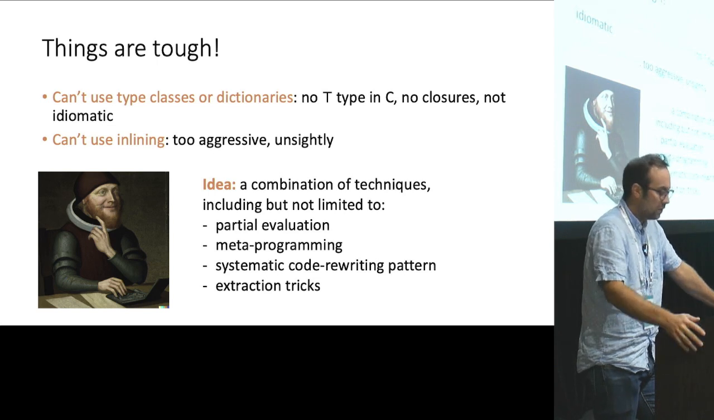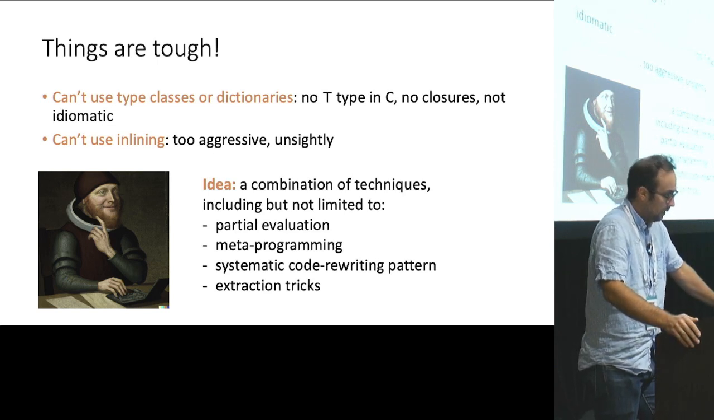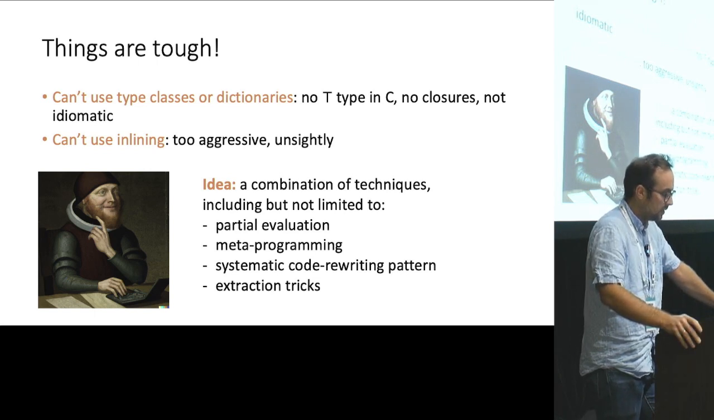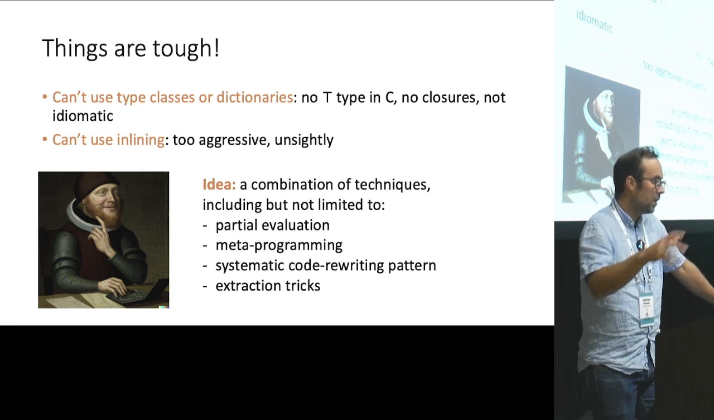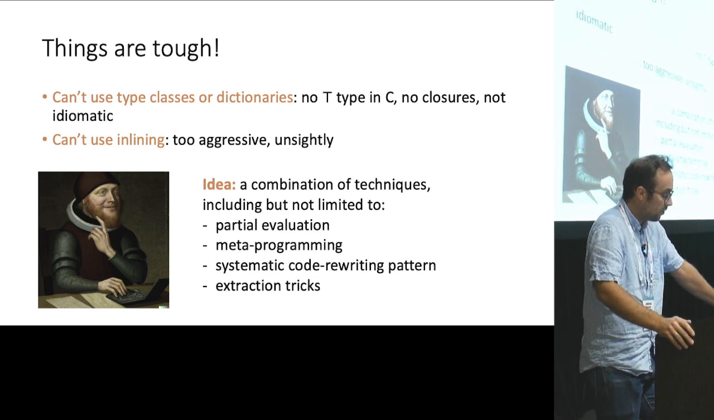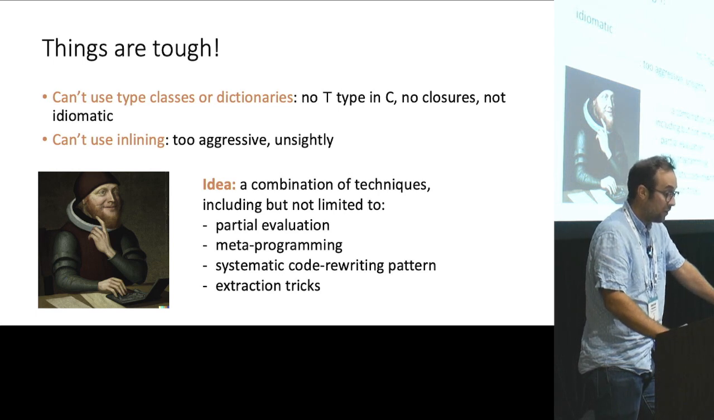And even truly generic code is very difficult in C because there's no top type. The inlining idea from the previous slide doesn't scale either. Too aggressive, it's unsightly. And that's where we're going to introduce a little cocktail of techniques with partial evaluation, metaprogramming, and a systematic code rewriting pattern.